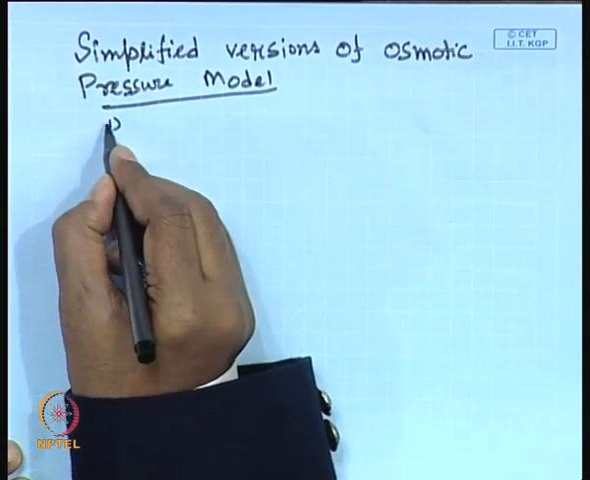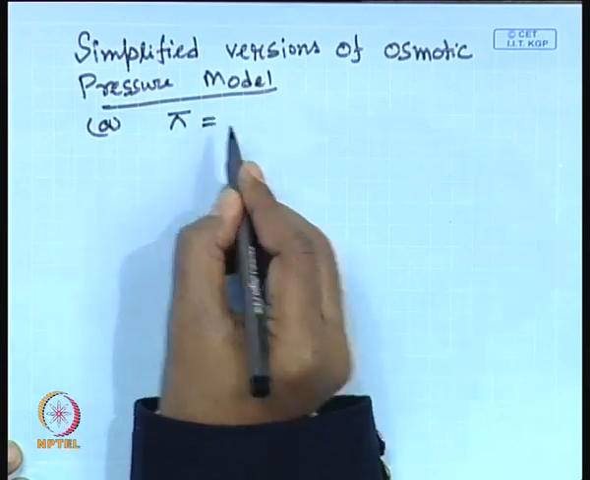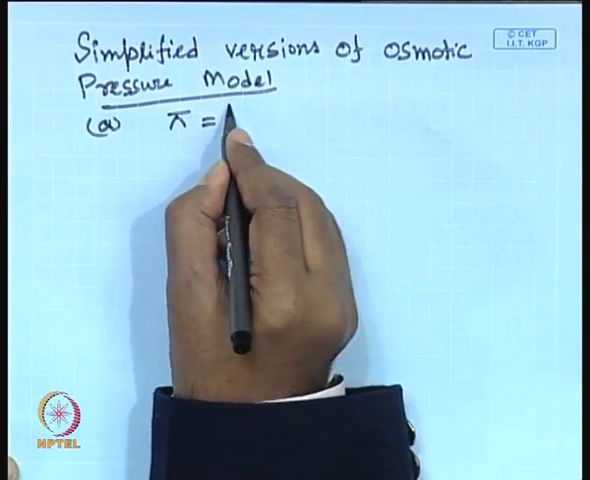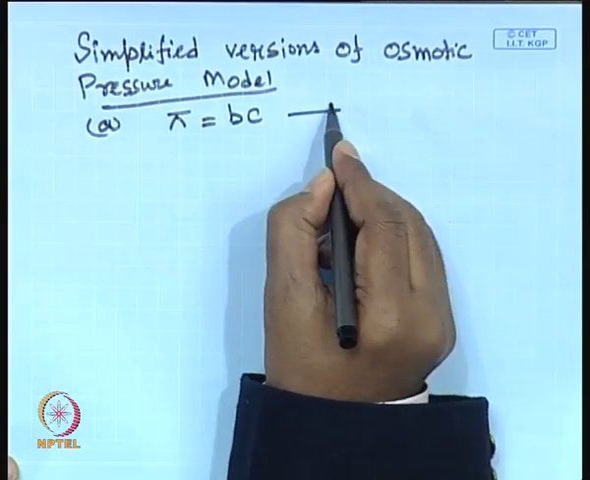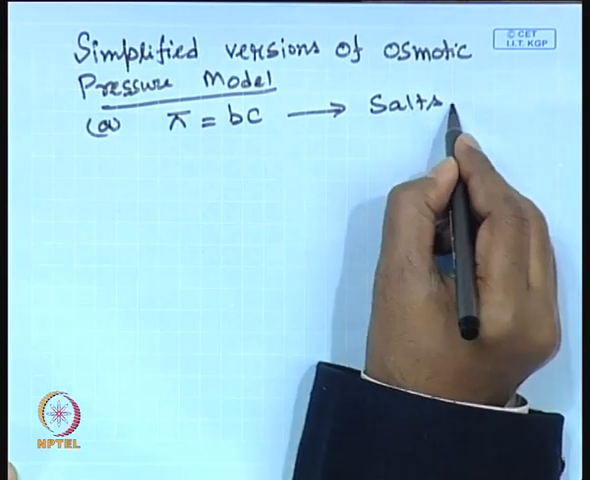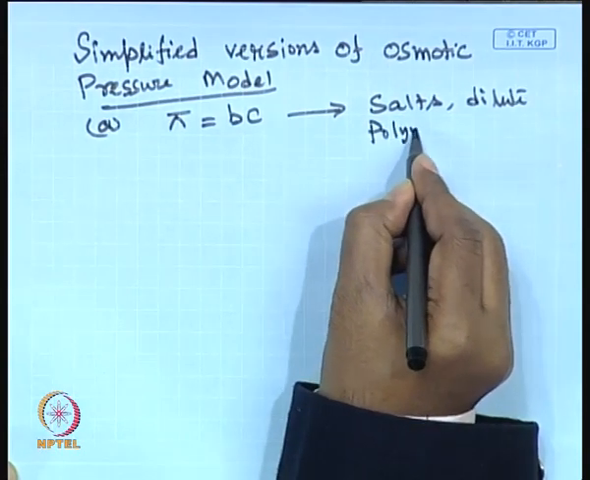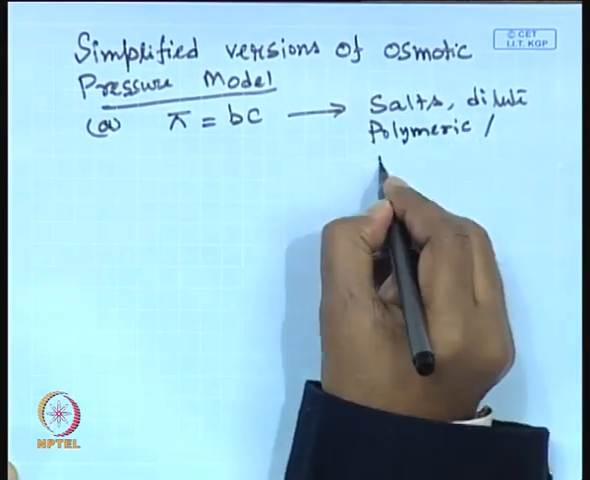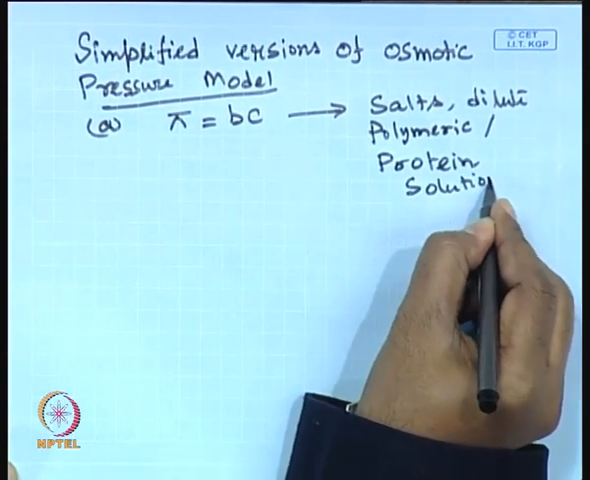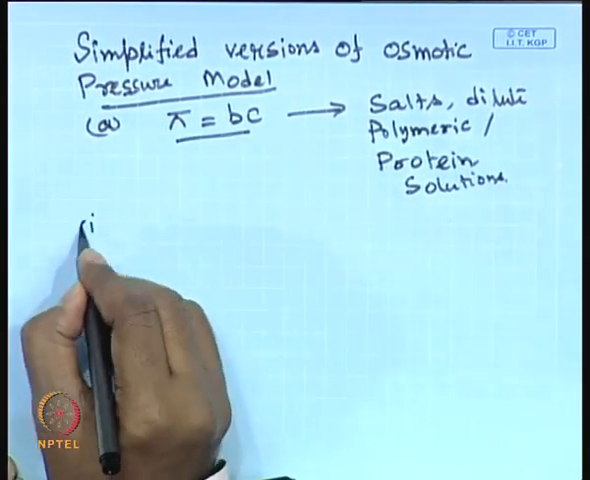The first simplification that we will be doing for all this calculation is that we will be considering pi is not a polynomial of concentration, but it will be linear in concentration. Let us say pi is equal to Bc. This will be occurring for the case of salts, monovalent and divalent salts, and dilute solution of proteins and polymers. Under this concentration condition, now there can be several cases.